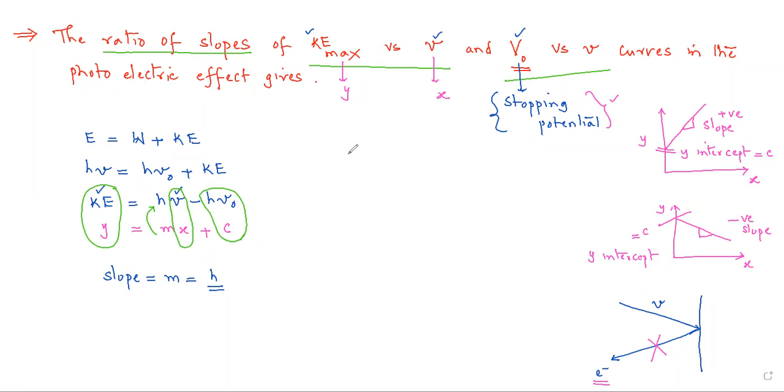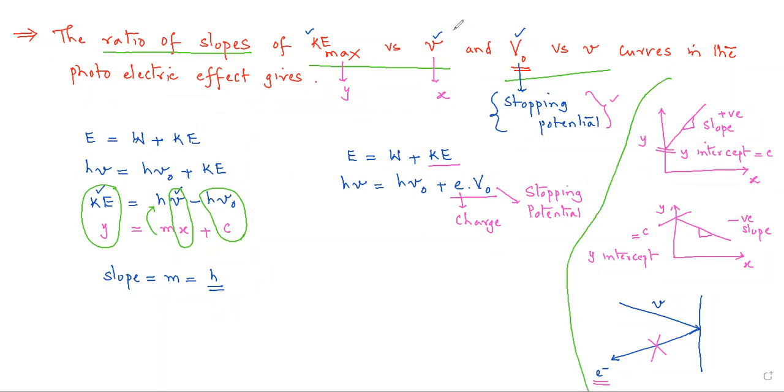Now, that can be simply given in this format. Come on. E is equal to W plus Ke. Now, E is h nu. W is, of course, h nu naught. Ke can be written as e into V naught. Look at this. Kinetic energy is nothing but charge, and this, of course, is potential. In fact, kinetic energy can be given as charge into potential. You must be knowing this if you have come across this in physics. But here, because it is not just V, it is V naught, I call it stopping potential. Okay.